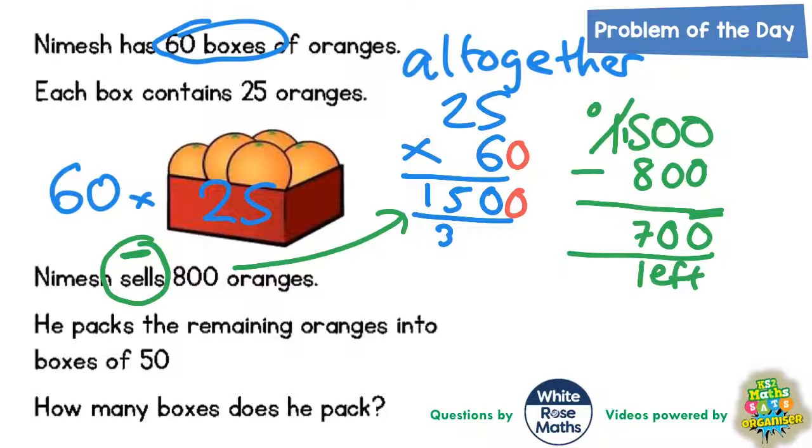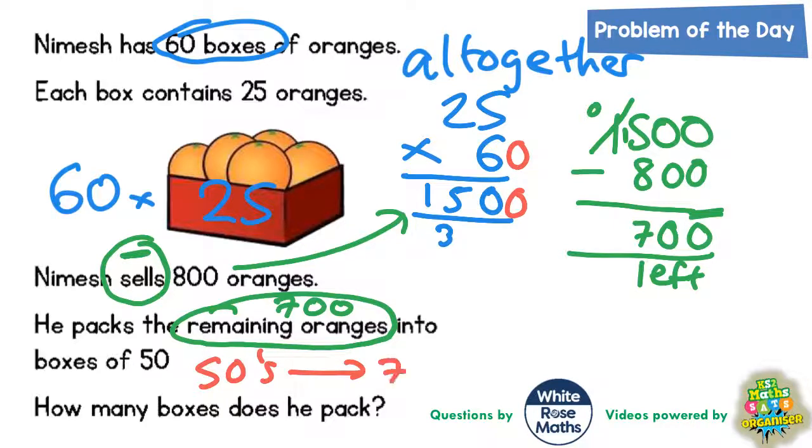So he packs the remaining oranges, and this remaining oranges is our 700. So he packs the remaining 700 oranges into boxes of 50. How many boxes does he pack? So we need to figure out how many 50s go into 700. So in other words, we can do a quick bus shelter 50 into 700. Now don't be put off by the fact that it looks like we're dividing by a large number. It actually works out quite easy. Let's see where it takes us.